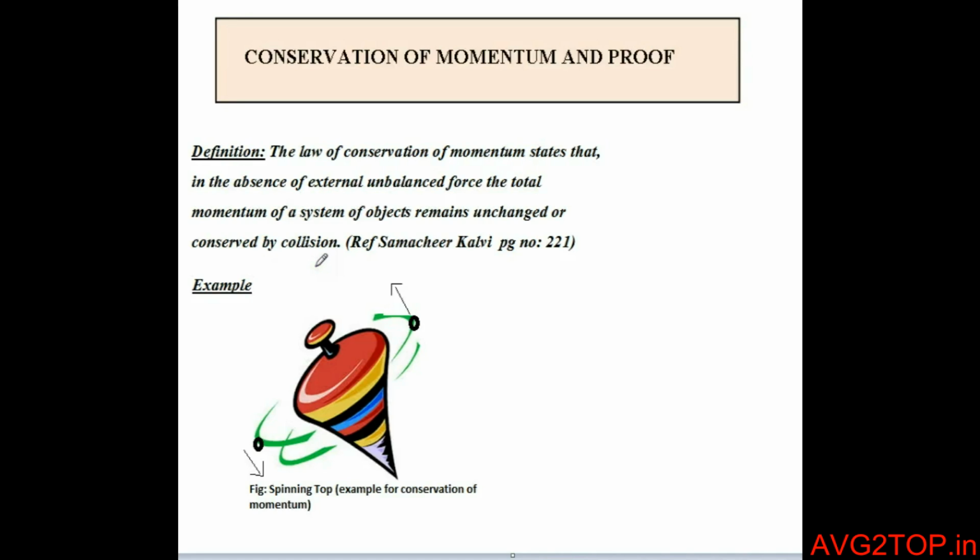By collision. A collision is an event in which two or more bodies exert force on each other for a relatively short time. So, the law of conservation of momentum states that in the absence of external unbalanced force, the total momentum of a system of objects remains unchanged or conserved by collision.